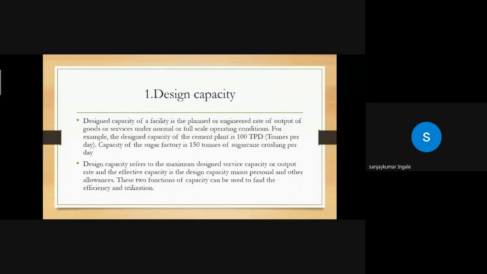So the design capacity refers to the maximum designed service capacity or output rate, and the effective capacity is the design capacity minus personal and other allowances. These are the two functions of capacity that can be used to find the efficiency and utilization.